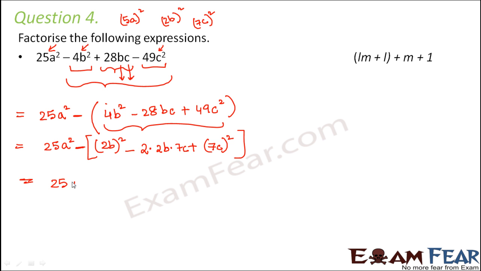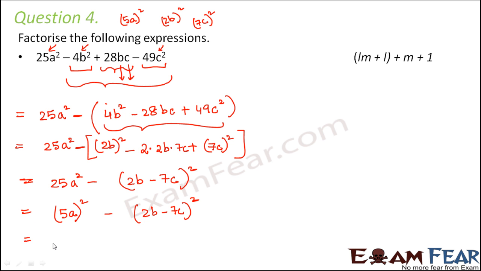So this would be 25a square minus, this is a square minus 2ab plus b square. That is a minus b whole square. So you have 25a square minus 2b minus 7c whole square. Now as I mentioned just now, 25a square can be written as 5a whole square minus 2b minus 7c whole square. Now does this expression resemble any identity that you have learned so far? Yes, it does. It is in the form of a square minus b square, where 5a represents a and 2b minus 7c together represents b.